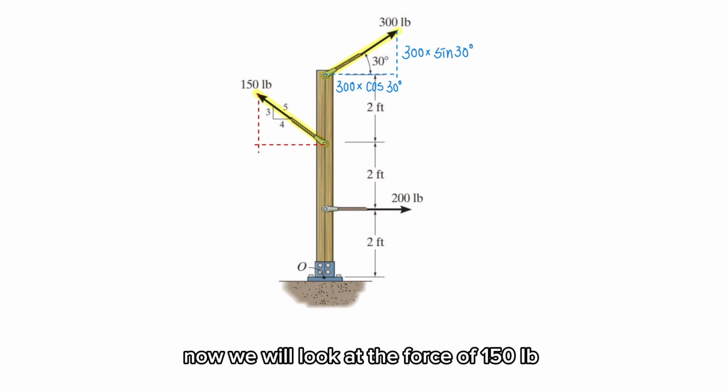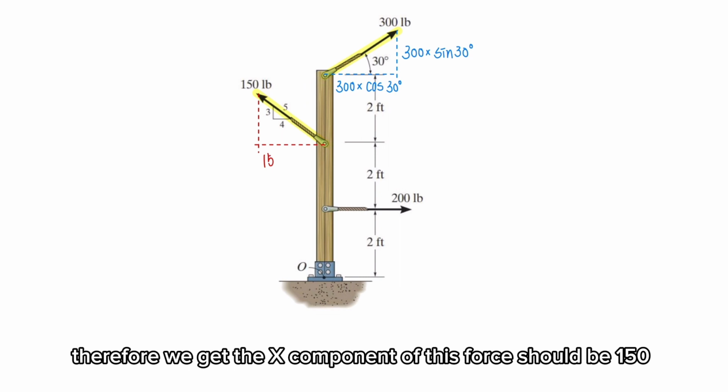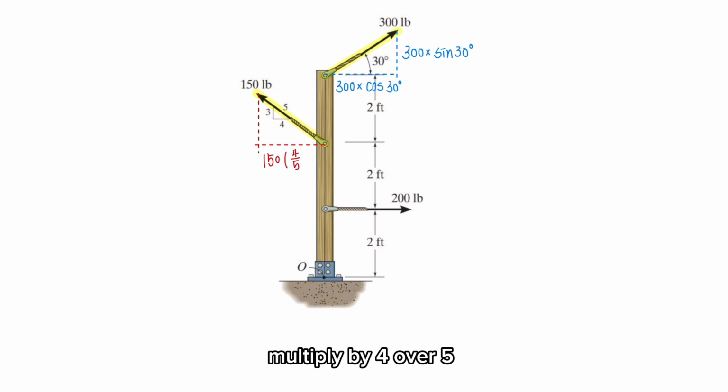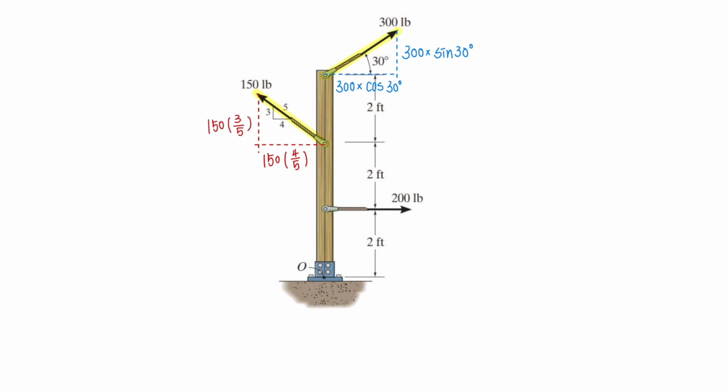Now, we will look at the force of 150 pounds. The question has told us it is a 3-4-5 triangle. Therefore, we get the x component of this force should be 150 multiplied by 4/5, and the y component should be 150 multiplied by 3/5.